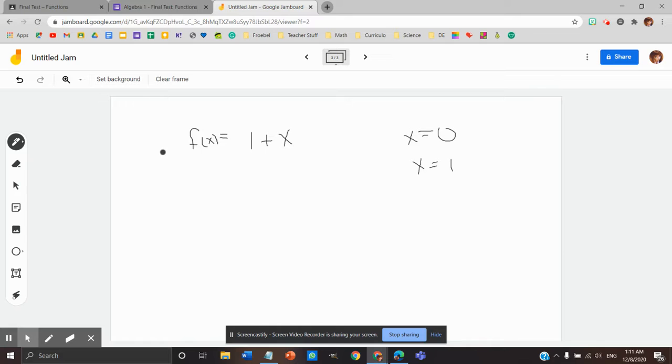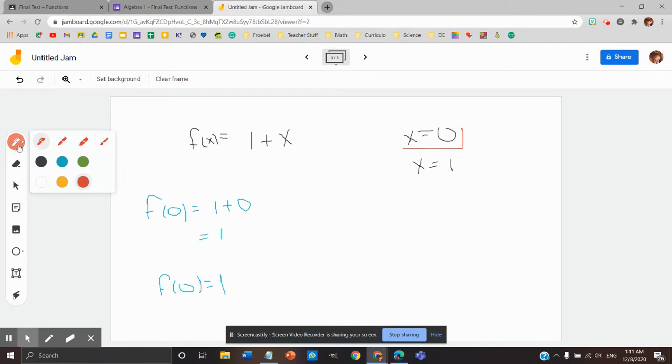So all I have to do is just substitute my x in my function. So when my input is 0, then my function is 1 plus 0, and that's going to be 1. So that means that when my input is 0, my answer is going to be 1. So this is the one that I did.